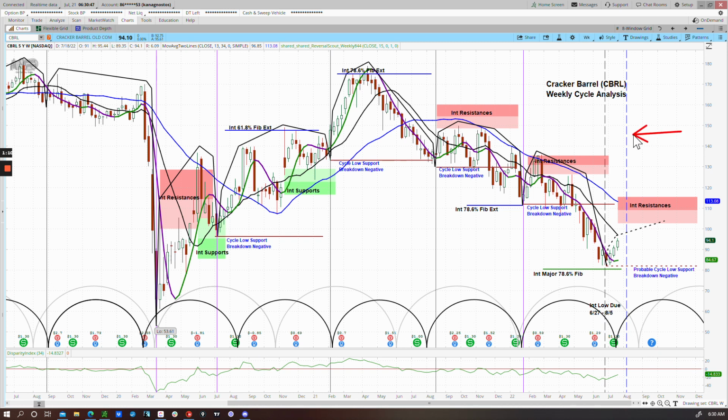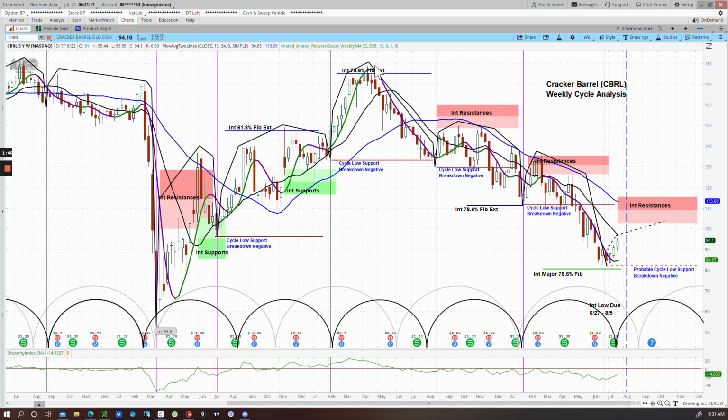These blue vertical dashed lines over here on the right are a period of time around the end of the current cycle when we expect it to form its low and to move up into the rising phase of the next cycle. You can see that we are right in the middle of that time frame. We likely made our cycle low here, very near to the 78.6% fib of this entire swing from here to here.